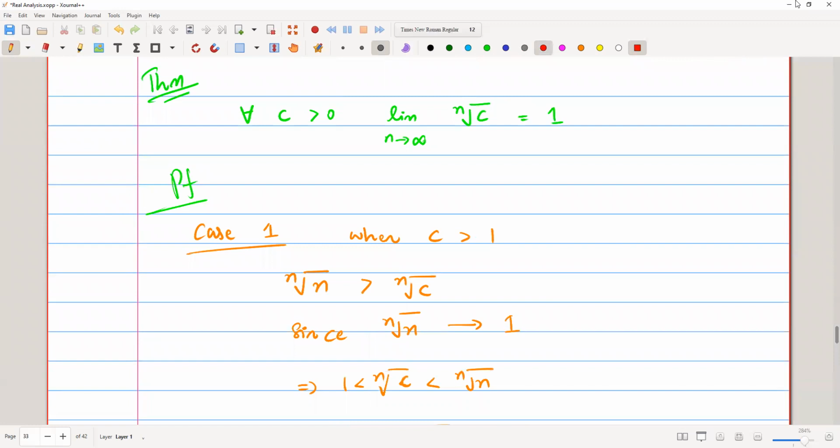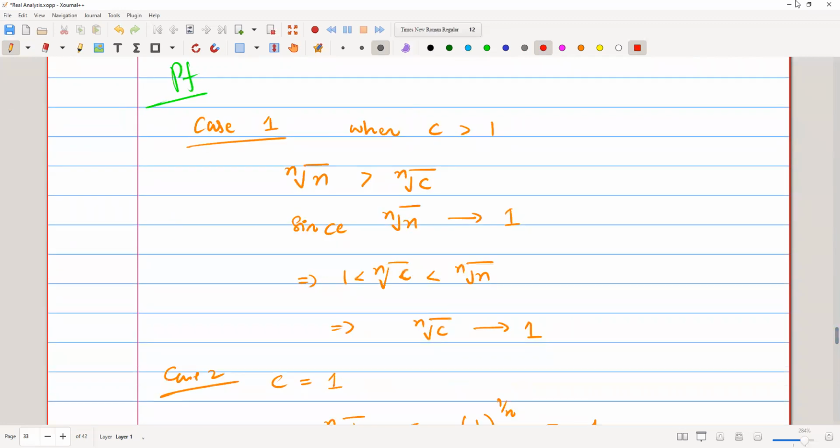Okay, now we have one more problem, that for all c greater than 0, c a real number, limit n tends to infinity, nth root of c equals 1. We can divide this problem into 3 parts, taking case 1, 2, 3: when c is greater than 1, when c equals 1, and when c is between 0 and 1. So when c is greater than 1, we have nth root of n greater than nth root of c. This we already have proved converges to 1. This is proved now in the above example, so it's proved.